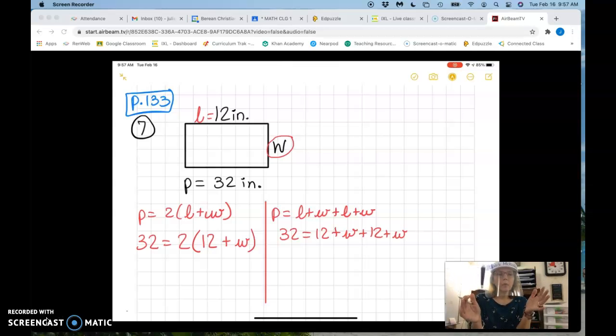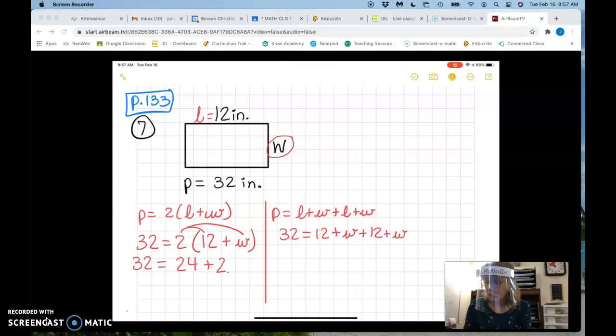So because the 12 plus W is in parentheses, I first have to get rid of that little 2 in front of the parentheses. So I'm going to distribute that 2 so I can solve. So 2 times 12 is? 24. Thank you. And 2 times W? 2W. Yeah, because it's just 2 times. Okay, and now add or subtract first. So I'm going to subtract 24 from both sides. And 32 minus 24 is 8.